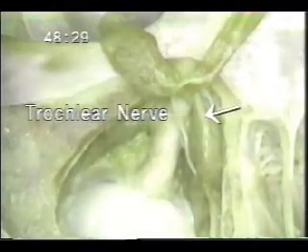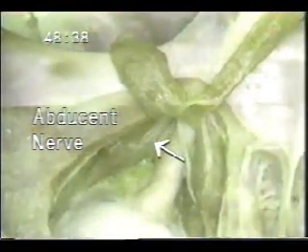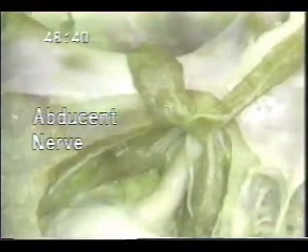Here's the trochlear nerve, the 4th cranial nerve. It supplies just the superior oblique muscle. Here's the abducent nerve, the 6th, supplying its one muscle, the lateral rectus, which abducts the eye. We'll be returning to the orbit once again in just a minute to look at branches of the 5th nerve, the trigeminal.